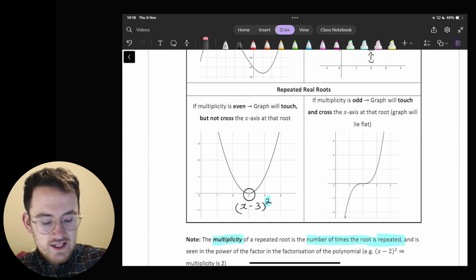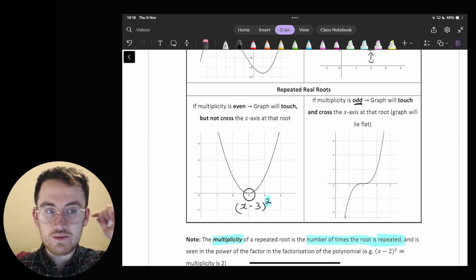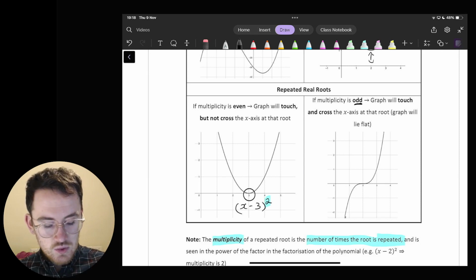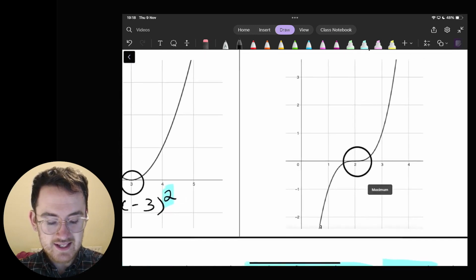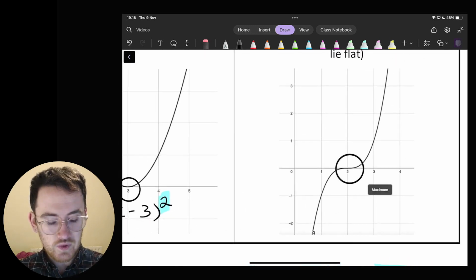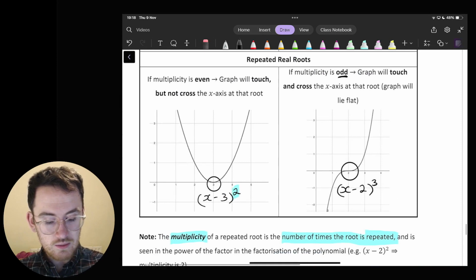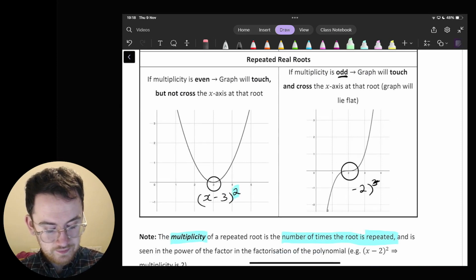If the multiplicity is odd, so for example with this cubic in the question here, if the root is repeated 3 times, then the graph is going to kind of touch and cross the x-axis at that point. So we get this kind of interesting behavior where it nearly lies flat at the x-axis there. Okay, and what that means, if I was to give you the equation of this cubic, it's actually (x - 2)^3. So the multiplicity there is odd.